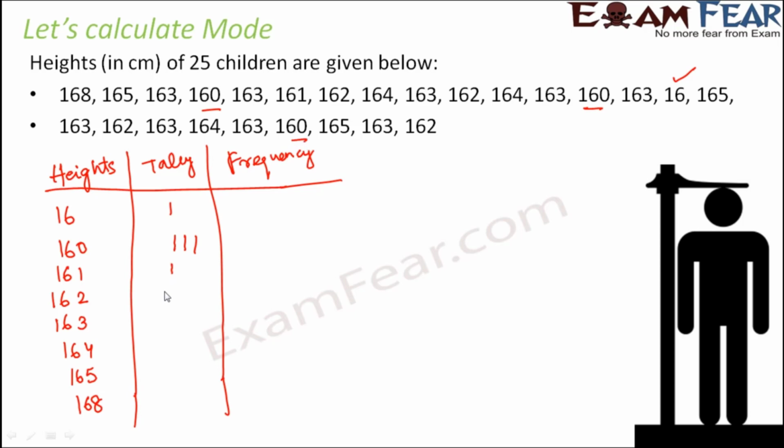161 occurs once. 162 occurs 4 times. 163 occurs 9 times. So this is 5. This dot, when you scratch it, it represents 5. So this total represents 5. Then you have 6, 7, 8, 9.